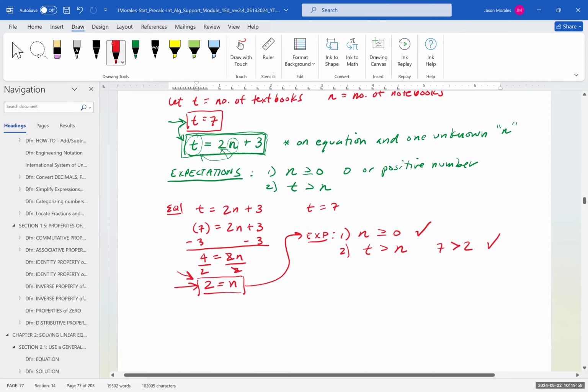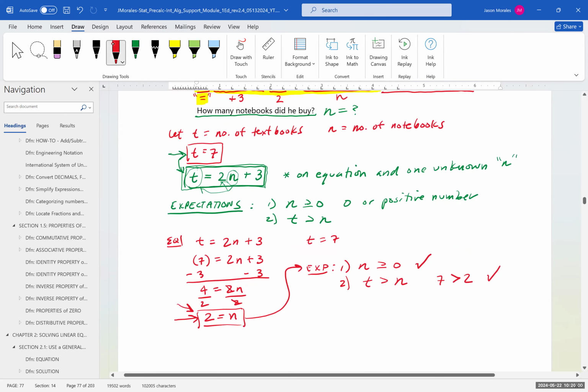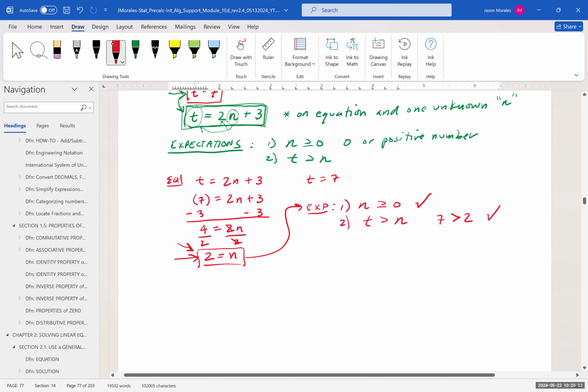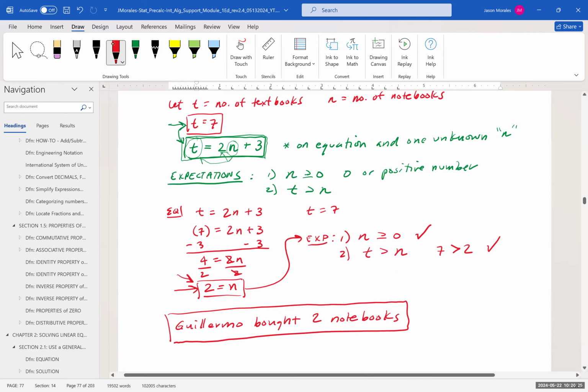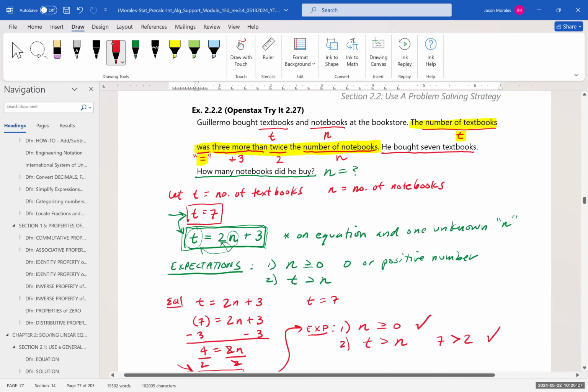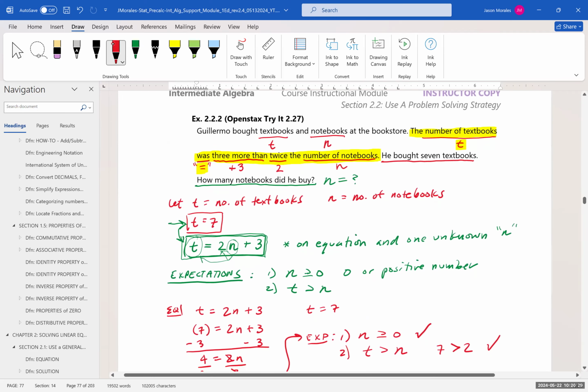And so the question is, how many notebooks did Guillermo buy? So now we can write our answer as a sentence. Guillermo bought 2 notebooks. Okay, there we go. This one was a little bit more straightforward than some of the others.